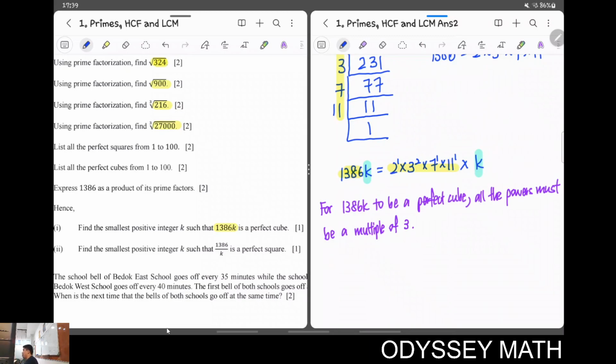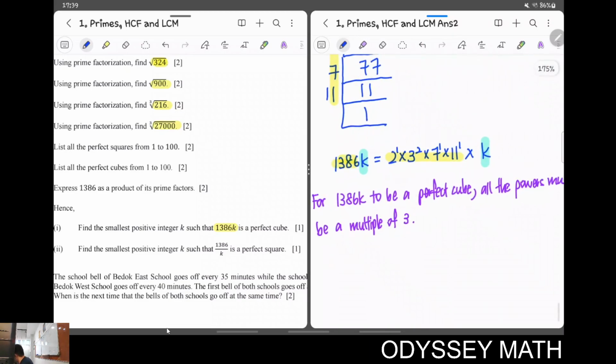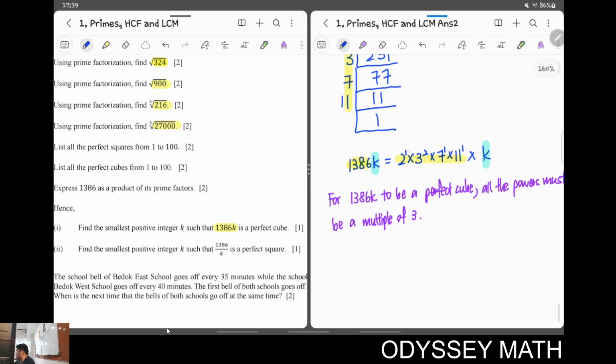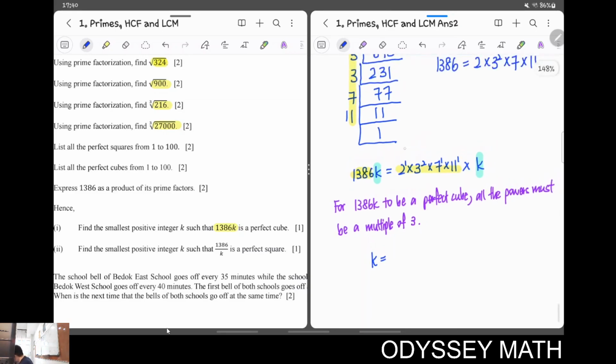Okay, for what to happen? For all the powers to be a multiple of 3. So here's the part that you must listen. Do you think 1 is a multiple of 3 or not? No, right? Okay, so I'm going to put k equals here first. What is the smallest number after 1 that's a multiple of 3? 3, right? So how do you get from 2 to the power 1 to become 2 to the power 3? Your k must be 2 to the power 2, right?